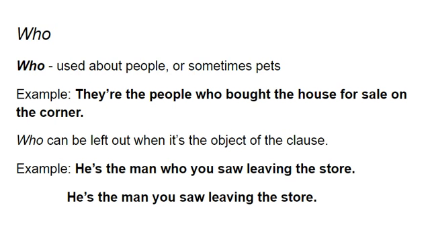Who. Who is used about people or sometimes pets. For example, they're the people who bought the house for sale on the corner. Who can be left out when it's the object of the clause. For example, he's the man who you saw leaving the store. Or, he's the man you saw leaving the store.